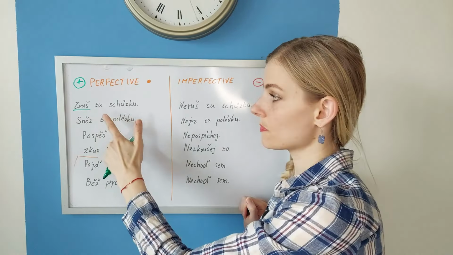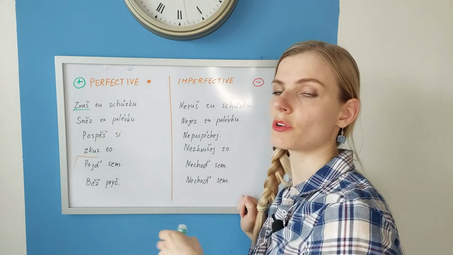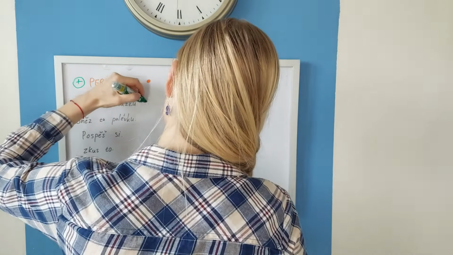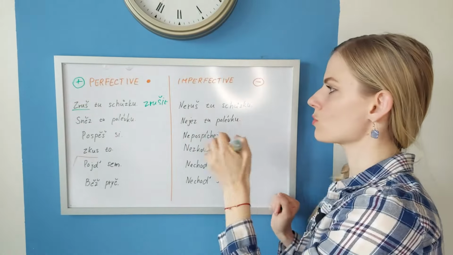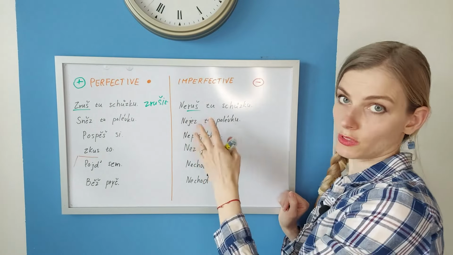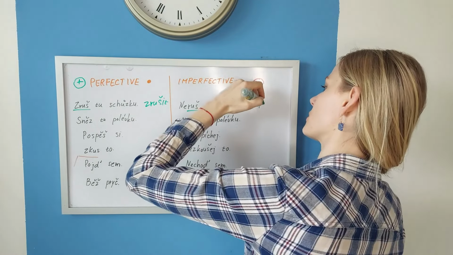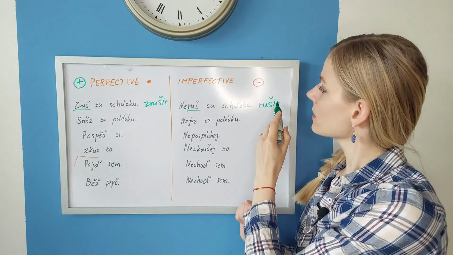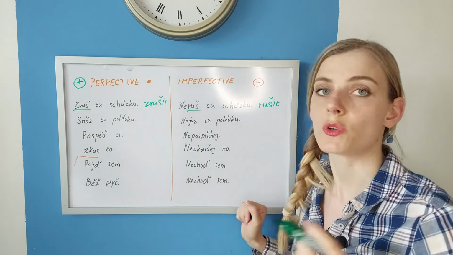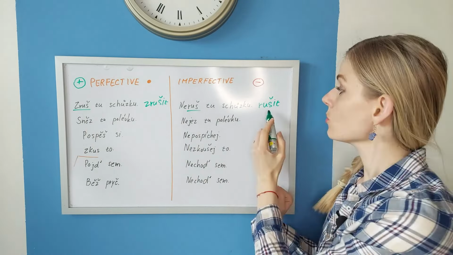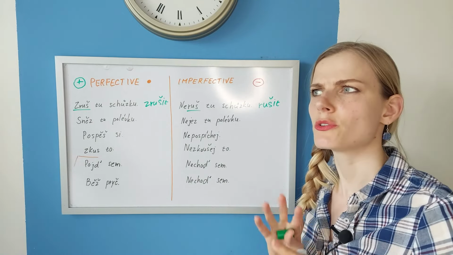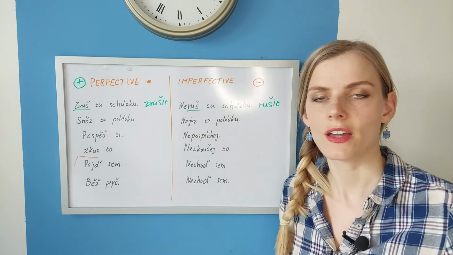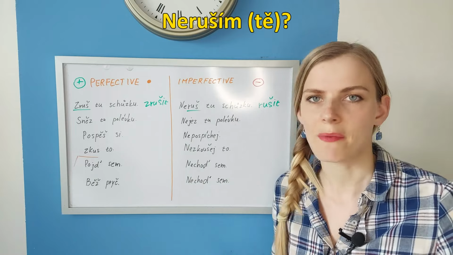Zruš tu schůzku. Cancel the appointment or the meeting. From zrušit. Neruš tu schůzku. Don't cancel the meeting. From rušit. Rušit. In this context, it means to cancel, but rušit also means to interrupt. Imperative aside, if I ask, neruším, am I interrupting?